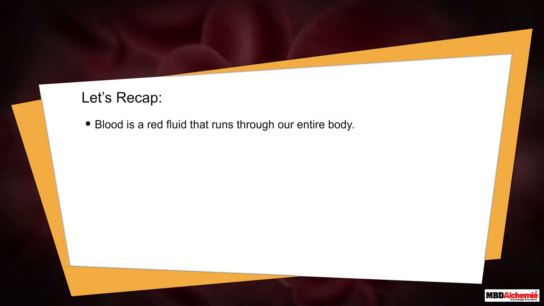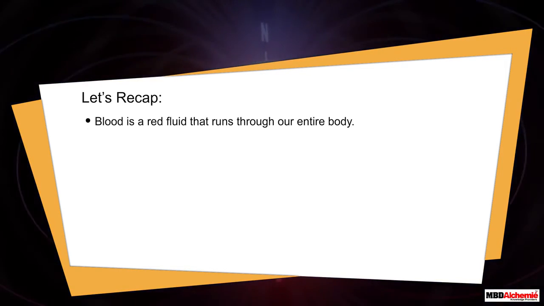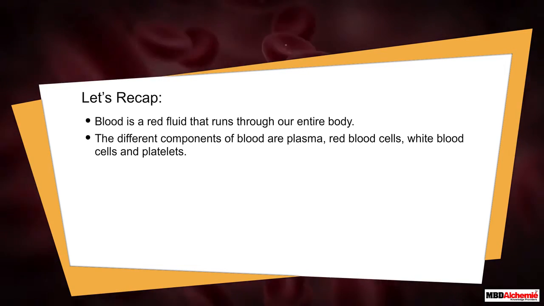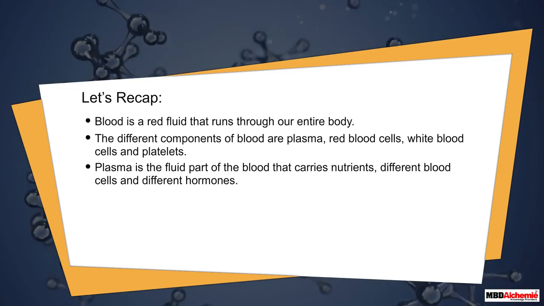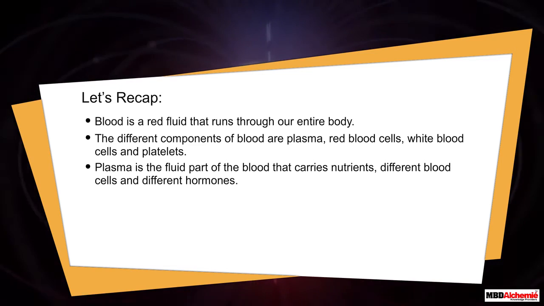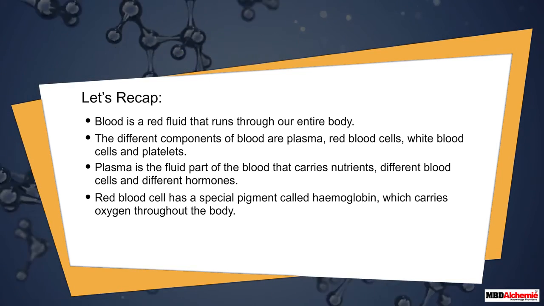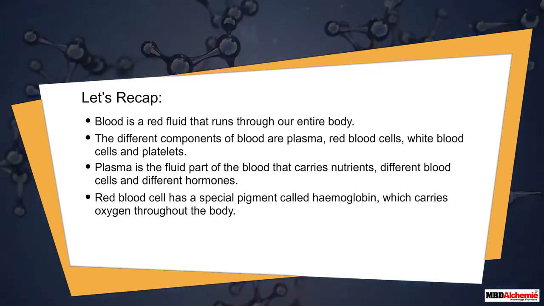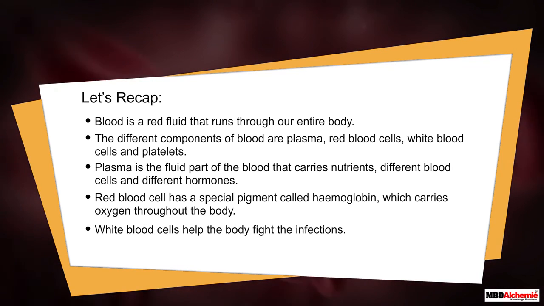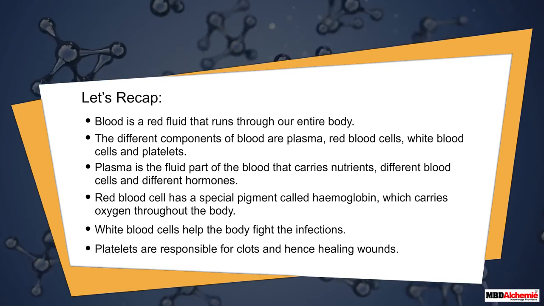Let's recap. Blood is a red fluid that runs through our entire body. The different components of blood are plasma, red blood cells, white blood cells, and platelets. Plasma is the fluid part of the blood that carries nutrients, different blood cells, and different hormones. Red blood cell has a special pigment called hemoglobin, which carries oxygen throughout the body. White blood cells help the body fight the infections. Platelets are responsible for clots and hence healing wounds.